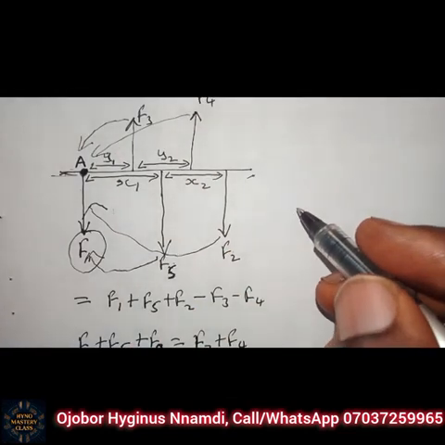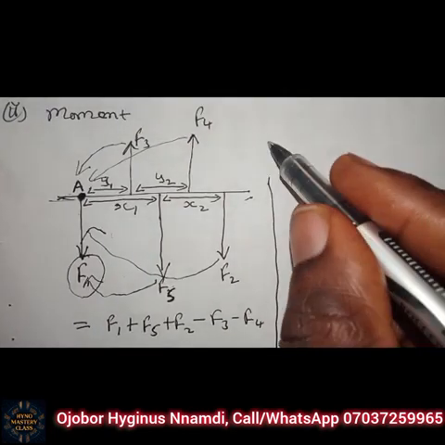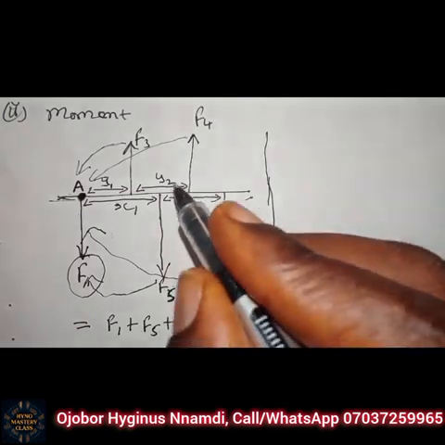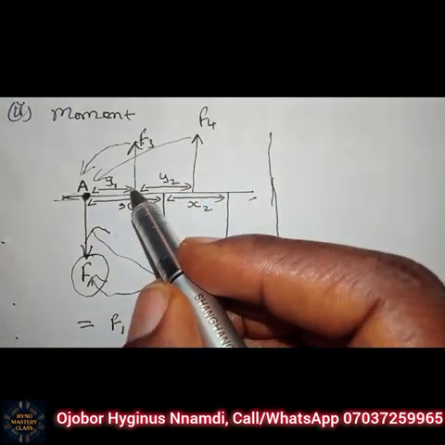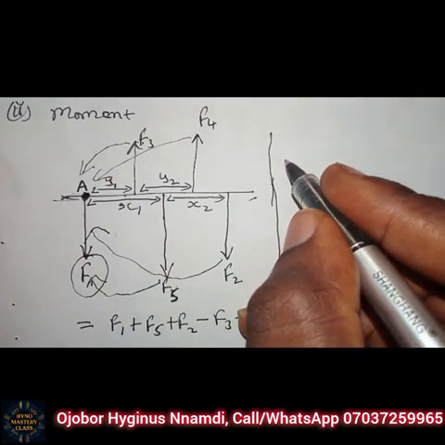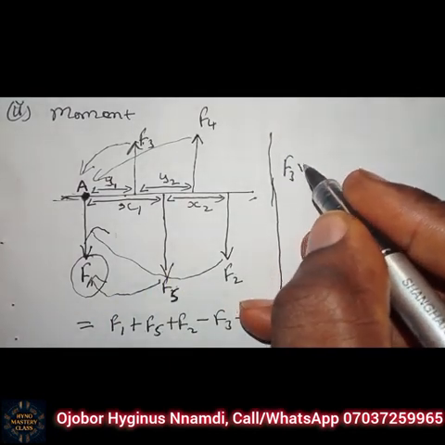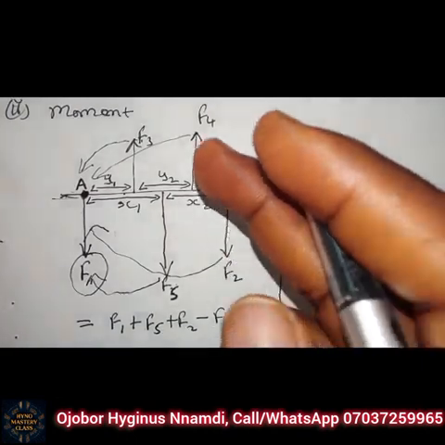So if we want to represent that, we are going to take a moment now to see how that happens. The moment of F3 is F3 times the distance of F3 to A, which is y1. So the moment of F3 is F3 times y1, going in anti-clockwise moment.